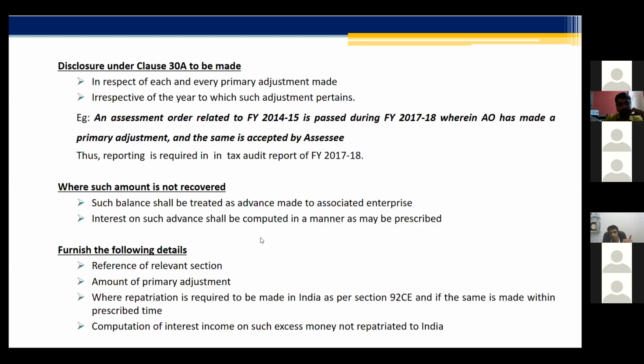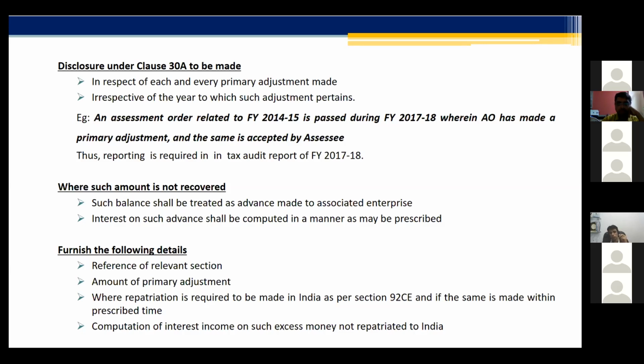So these are the certain things which have to be reported. Where such amount is not required, such balance shall be treated as advance made to and disclosed under clause 38 to be made. Thus, reporting is required in tax audit for financial year 17-18 onwards. Where such amount is not required, such balance shall be treated as advance made to associated enterprise. Interest on such advance shall be computed in manner as may be prescribed. So that's the most important thing.